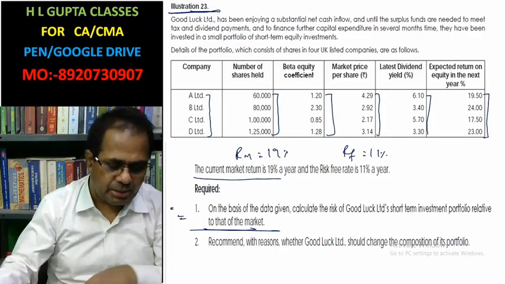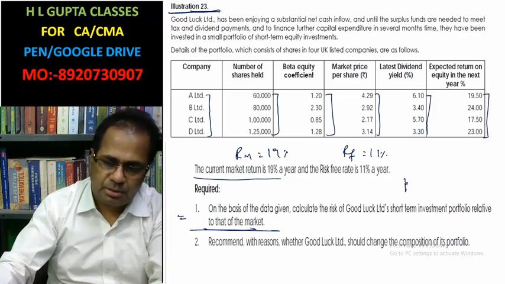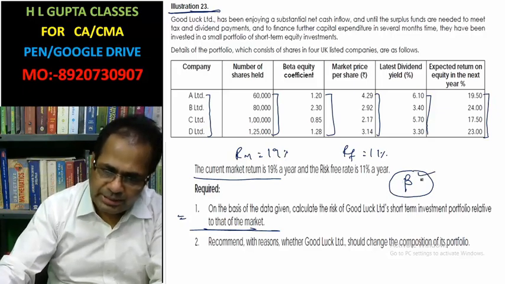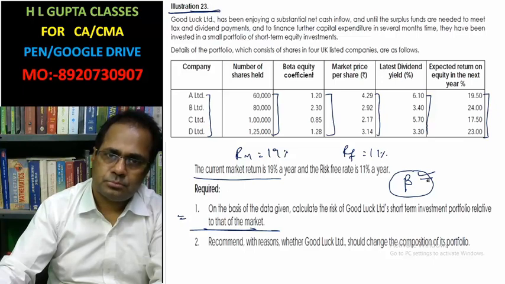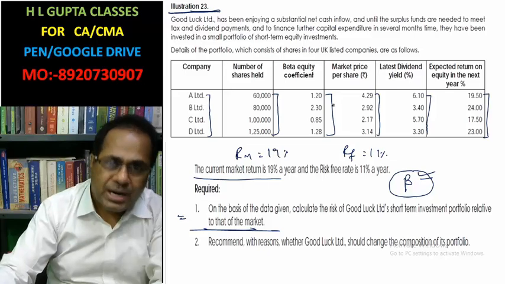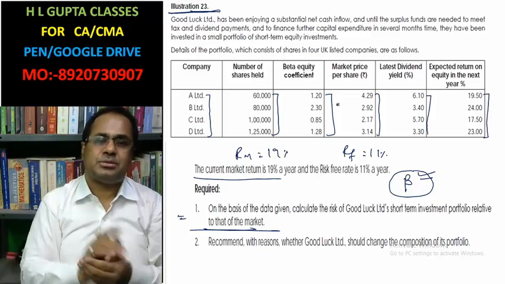Risk is compared here by the beta. On this beta, what is the actual beta which is given in the question, and what should be the beta on the basis of return?